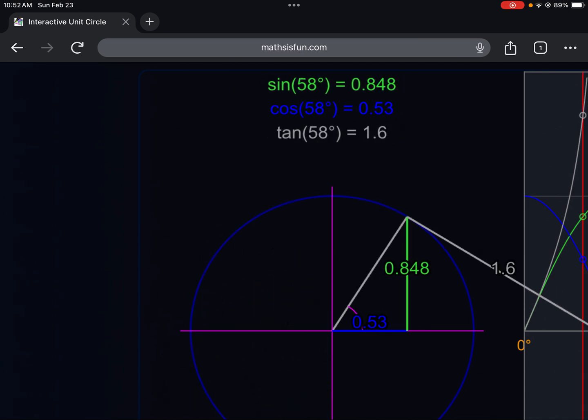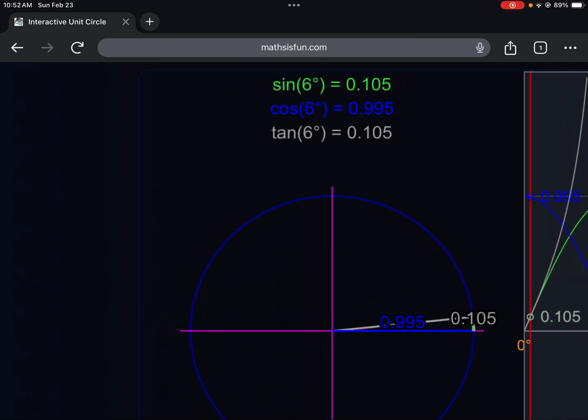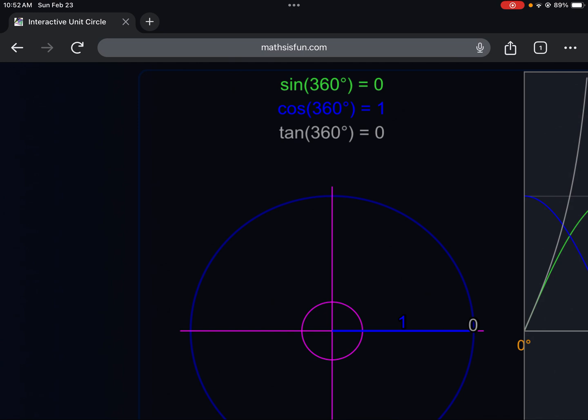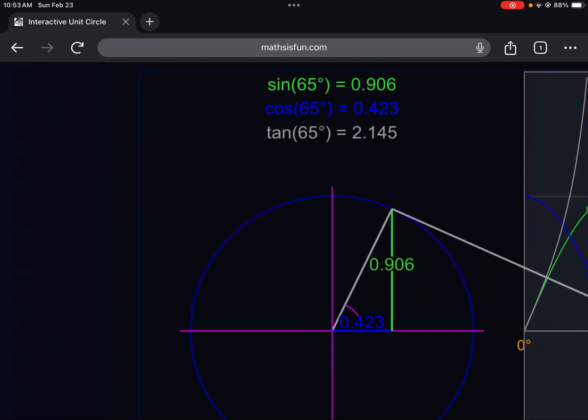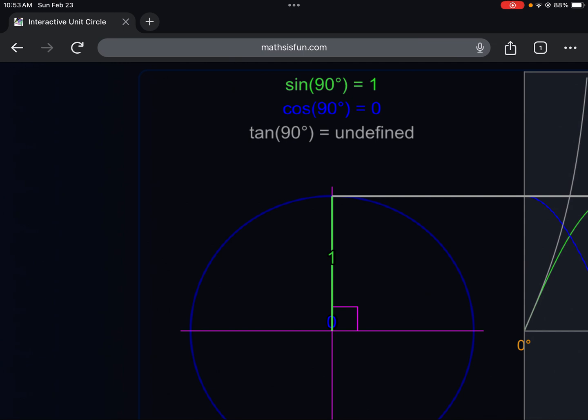And you can see at the top right there, again, we relate sine to the y value. So the y value is 0, so therefore sine is 0. The x value is 1, so cosine is 1. Up here, the y value is 1, so sine is 1. The x value is 0, so cosine is 0.